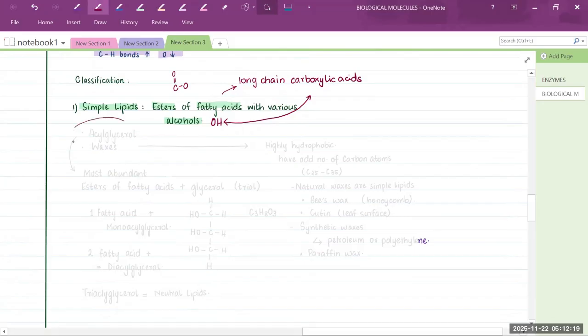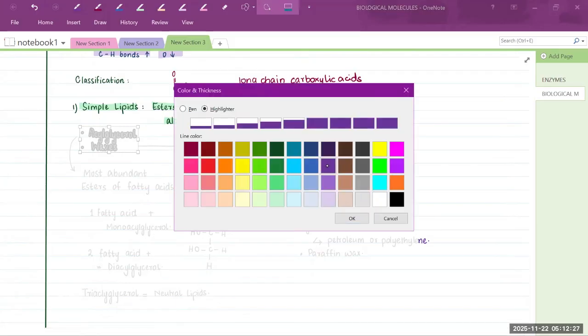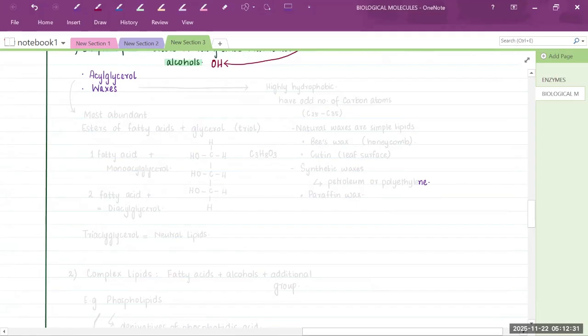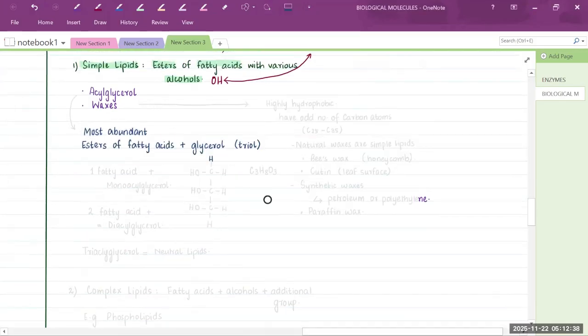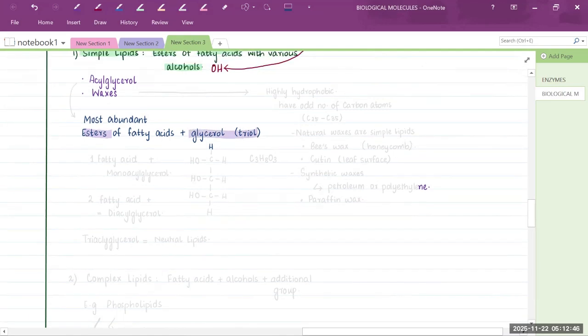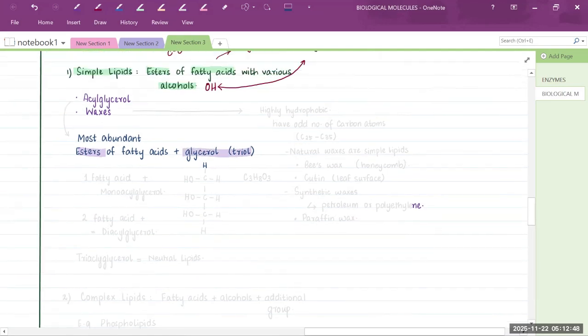The examples of simple lipids include acylglycerols and waxes. So what are acylglycerols? First of all, we'll see that, and then we'll see the waxes. Acylglycerols, you need to remember, are the most abundant form of lipids in the human body, and they are esters of fatty acids and glycerol. Here we see that simple lipids are esters of fatty acids with various alcohols. In this case, the alcohol is identified, which is glycerol.